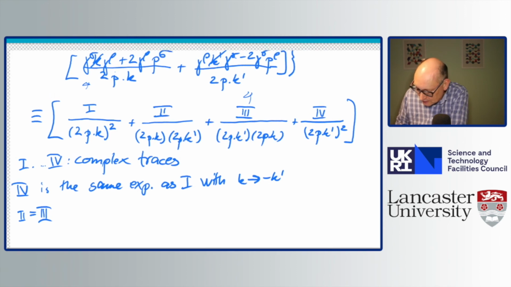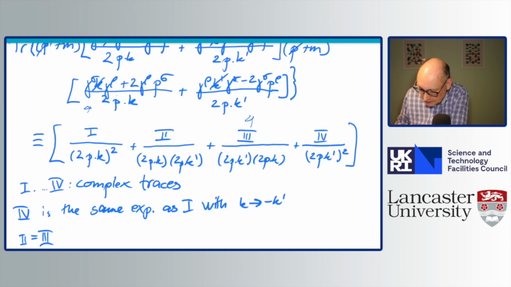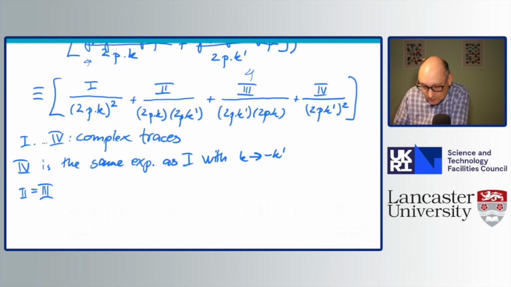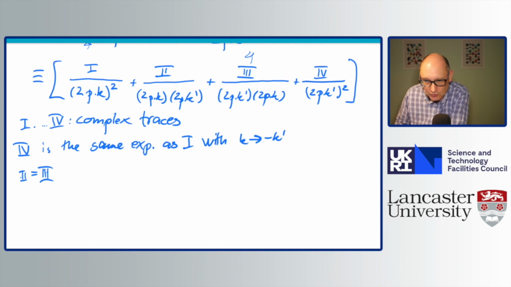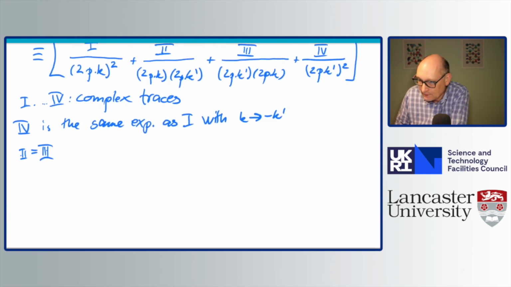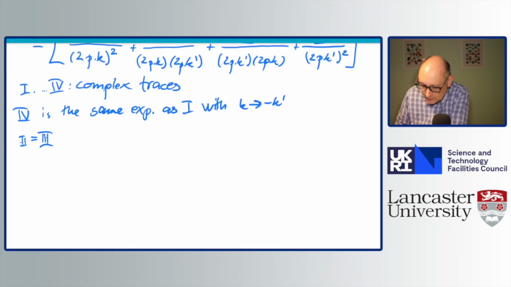Since, again, the traces are cyclic, the order of the gamma matrices can be completely reversed. So the only thing that we actually need to calculate is 1 and 2, because if we know 1 and 2, we know 3 and 4 by simple substitutions. Now, let's show how one of these traces can be calculated. Let's just take the first one.